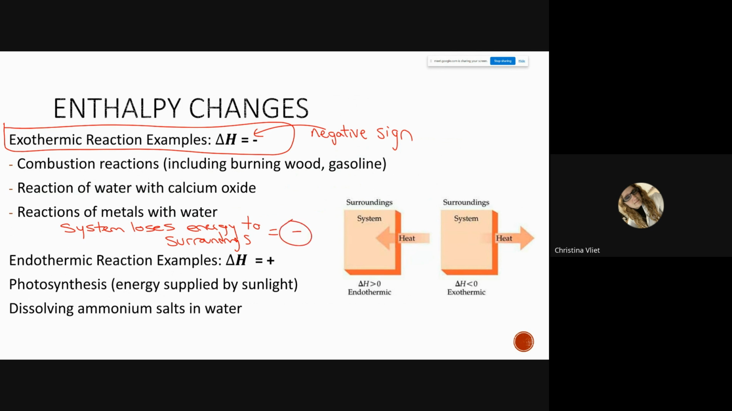And so an endothermic reaction means what then? Positive enthalpy, a positive change in enthalpy, which means that the system is gaining energy from the surroundings. And we can calculate exactly how much. And that's what we'll be doing shortly.